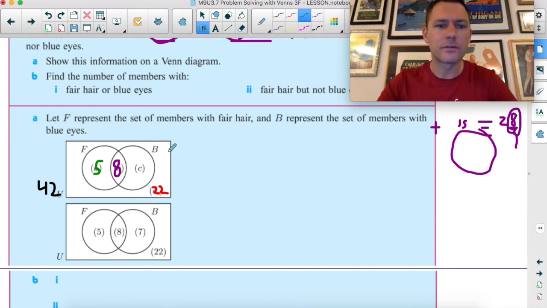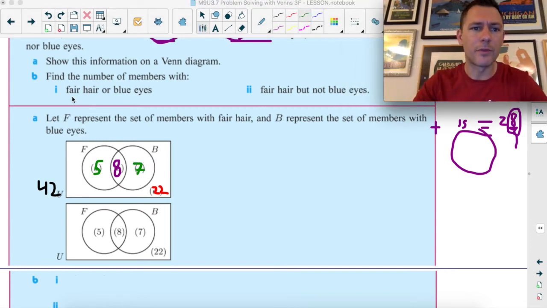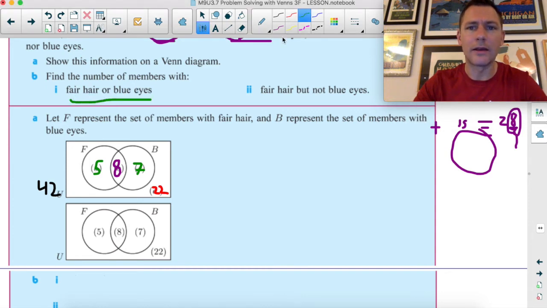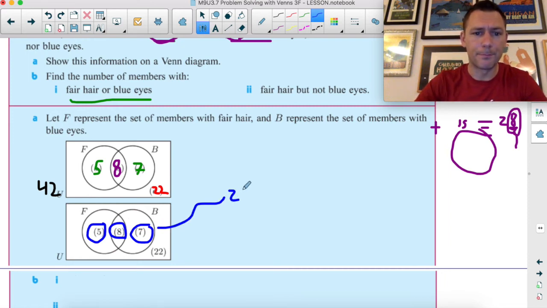So this was 7. Now we can use it like this. We want to find the number of members with fair hair or blue eyes. So these are the fair hairs. These are the blue eyes. These are the both. And so fair hair is fine, blue eyes are fine, and also both is fine. So we want all of those. So that sounds like 20.